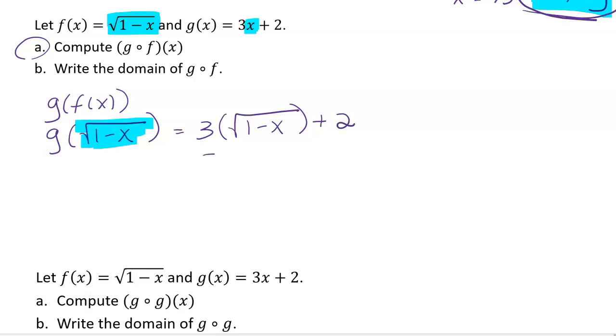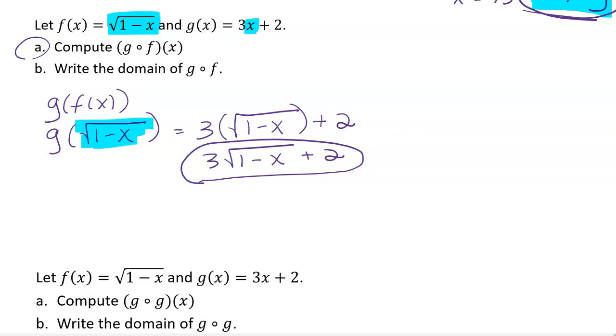And to simplify this, I really can't do much except for drop those parentheses. You can't distribute the 3 here, and you cannot add the 2 to the 1. So this is as far as the expression will simplify. Domain, remember, do this in two parts. First, think about your inside function.